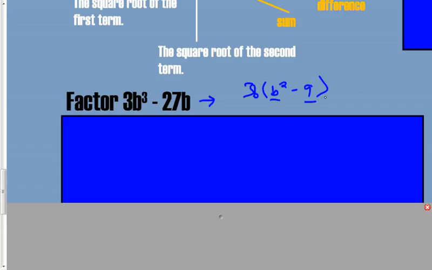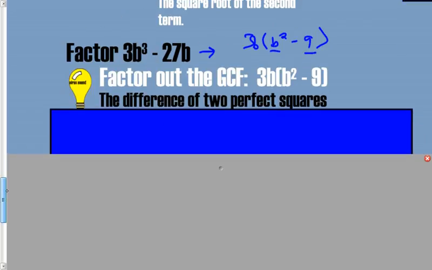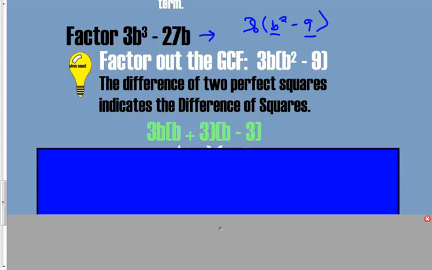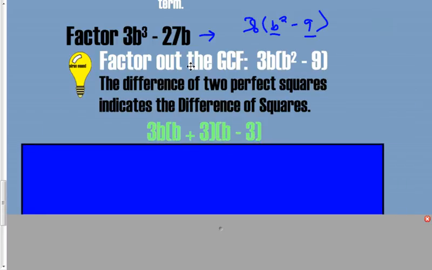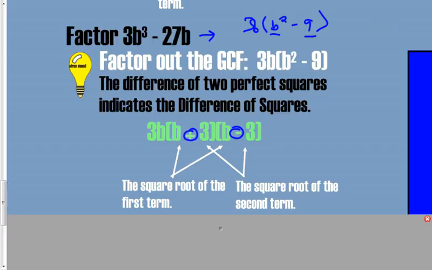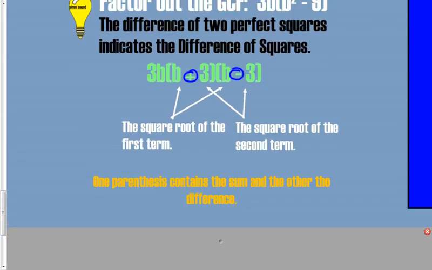This would be 3 squared. So our two terms, when we're factoring that binomial, are b and 3. One has to have an addition sign, one has to have a subtraction sign. Again, we pulled out that 3b right away. So we have 3b times b plus 3 and times b minus 3.